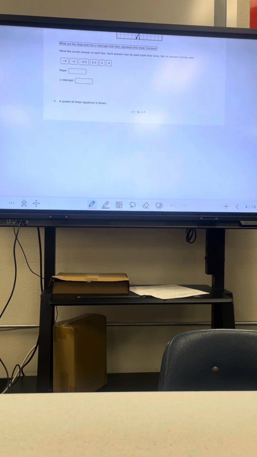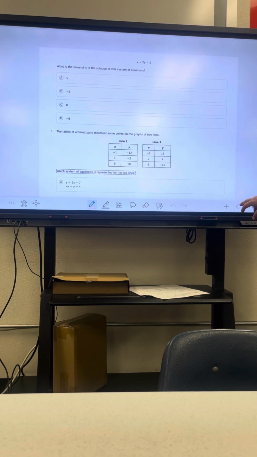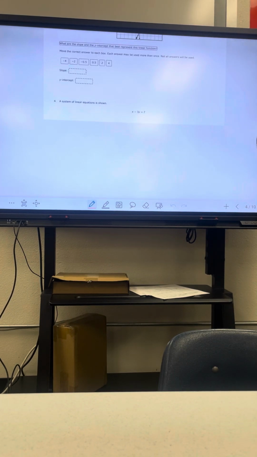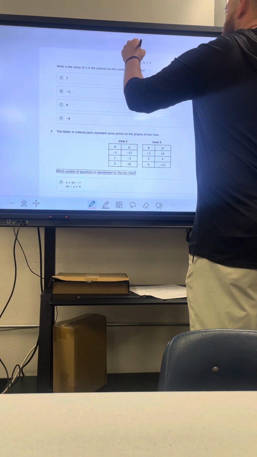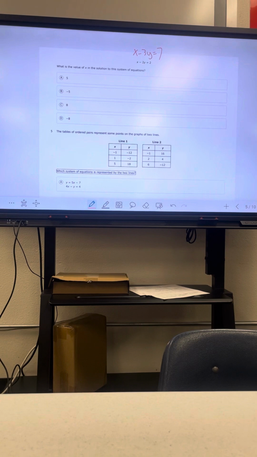Question number 4, it says a system of linear equations is shown. It's x minus 3y is equal to 7, and then the other one is x minus 2y is equal to 2. So let me write that one down. x minus 3y is equal to 7. Okay, it says what is the value of x in the solution?